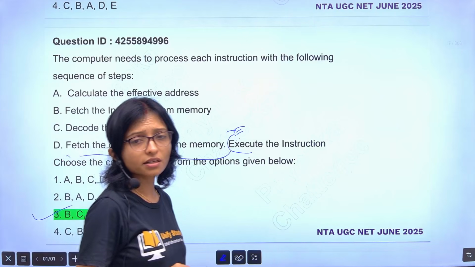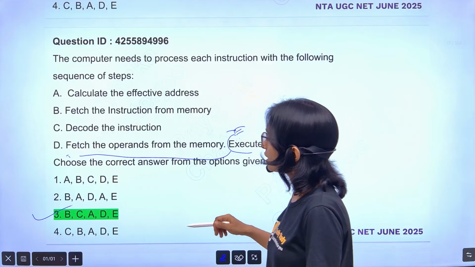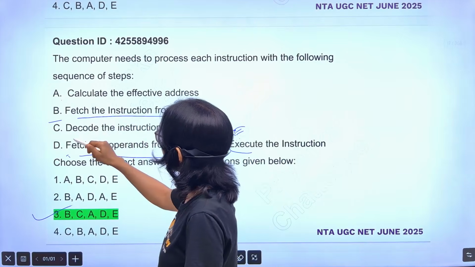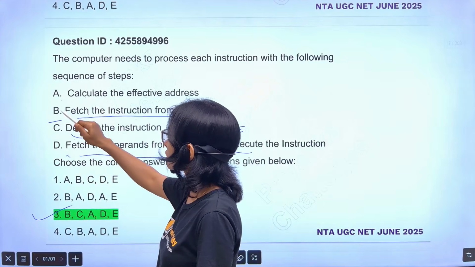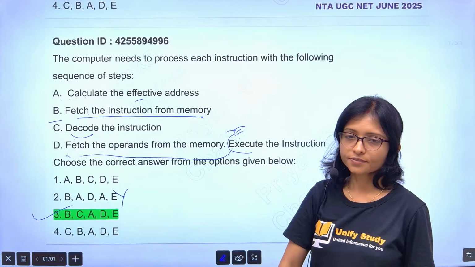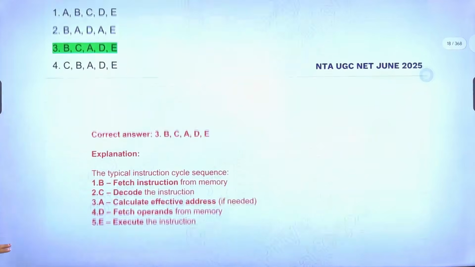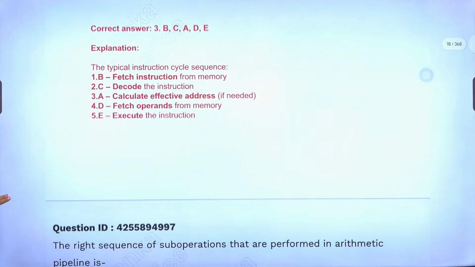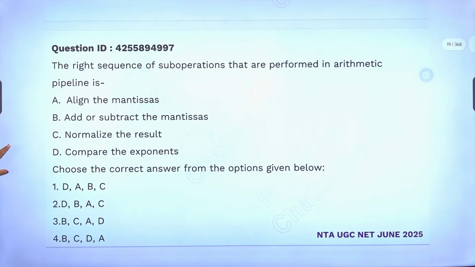Who is telling option 2? Shiva, Shiv Shakti, option 2 is not the correct answer. You are telling B, after that calculate. Fetch instruction, before decode, how can you calculate? After fetch you have to decode, then you can calculate. So definitely this is not correct. Got it? Fetch, decode, then calculate effective address, then fetch operand, then execute. Now do this.